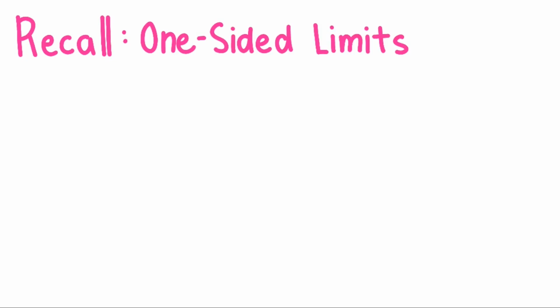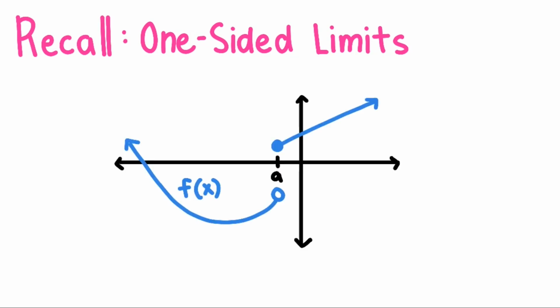Hello there. In this video, we'll be dealing with examples on one-sided limits involving the absolute value function. But first, recall that a one-sided limit is a type of limit that is only concerned with the behavior of f as x approaches a from either the left or right side. Let's have this graph as an illustration.